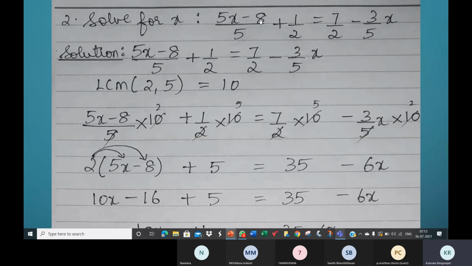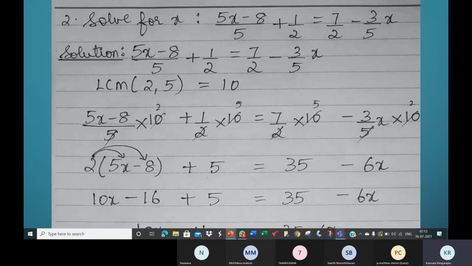All right, children. So 2 terms in the left hand side, 2 terms in the right hand side. And how many terms have x in it? 2 terms. The first term here, this 5x minus 8 by 5 has x in it. And this one here, 3 by 5x, this one also has an x in it. Now, every term has a numerator and denominator, right? In the last sum, 3 was 3, so we wrote it as 3 by 1. Now here, everybody has a denominator.